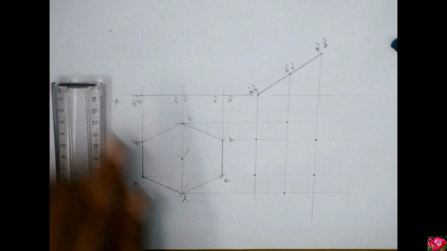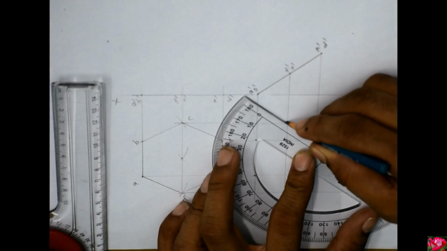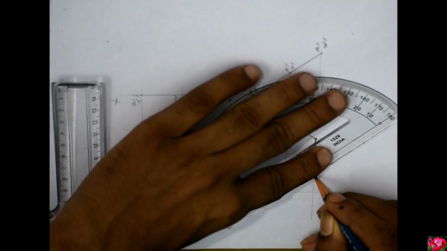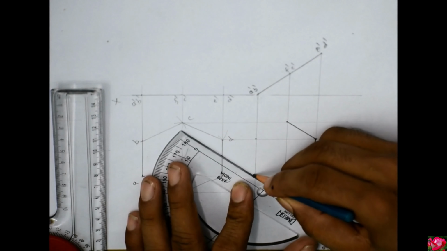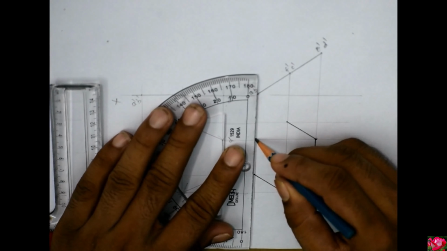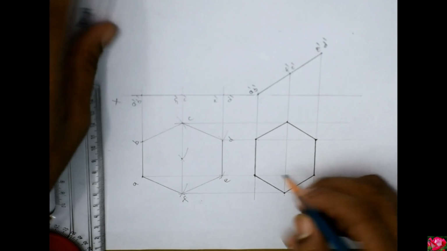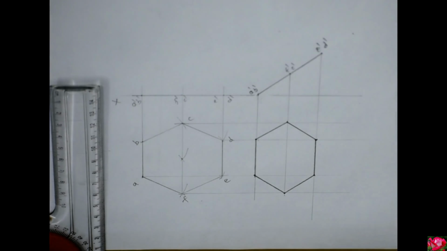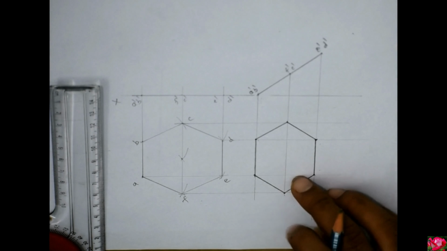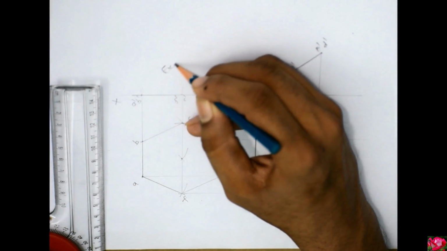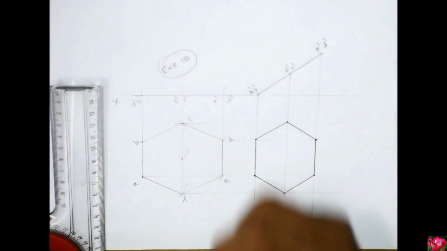In this fashion you will easily get the shape of a contracted hexagon. This is the contracted hexagon. This is the final top view of our given figure. So this was our exercise number 10.